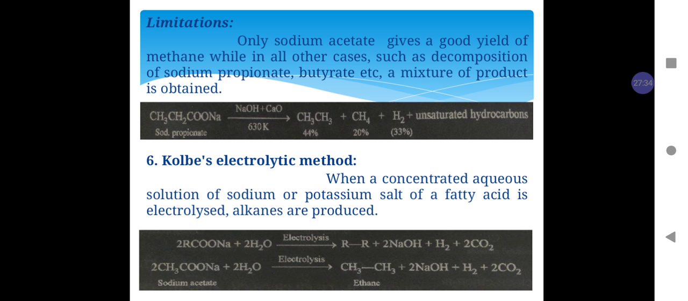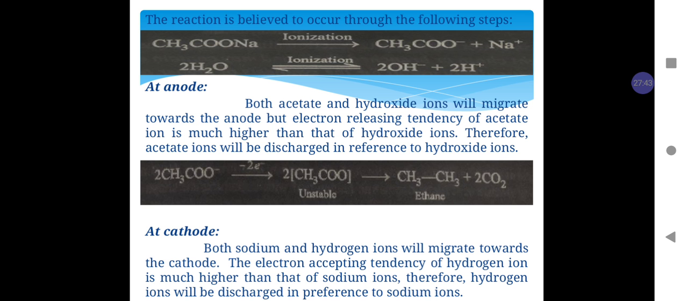Electrolysis means breaking of bond by the passage of electricity. This reaction occurs via the following steps. As we know that sodium salt of carboxylic acid is a strong electrolyte, so its aqueous solution undergoes ionization to form acetate anion plus sodium ion.